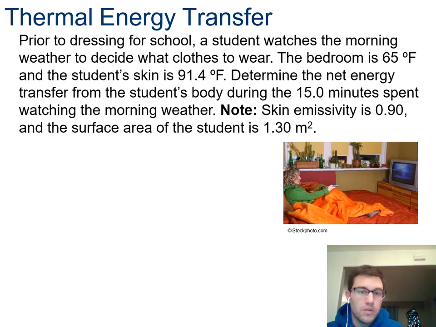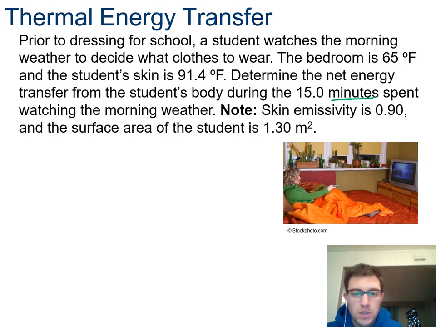So example: prior to dressing for school, a student watches the morning weather to decide what clothes to wear. A lot of my students also need to start watching the morning weather to decide what clothes to wear because it's cold and you're wearing gym shorts and t-shirts. I digress. The bedroom is 65 degrees Fahrenheit and the student's skin is 91.4 degrees Fahrenheit. Not sure why they use Fahrenheit because they make us convert, but that's okay. We can do that.